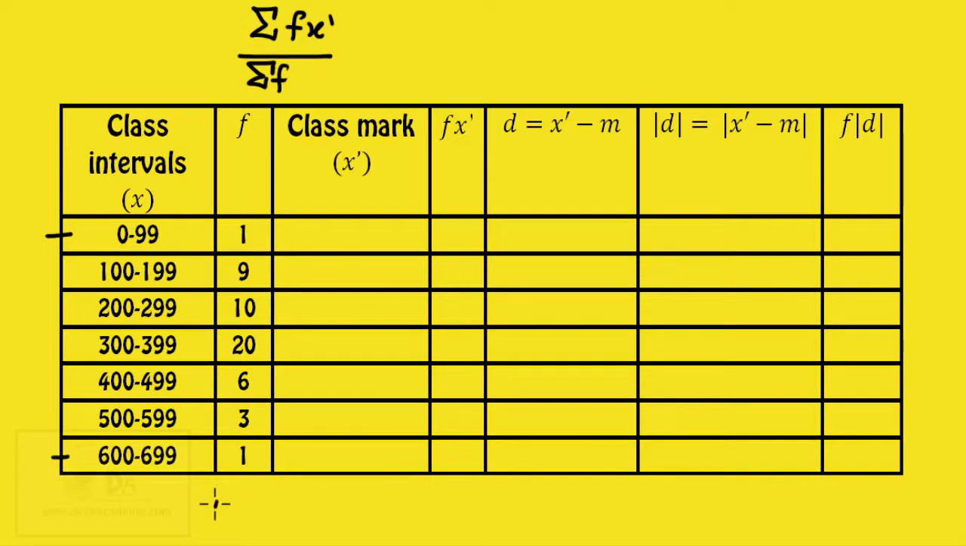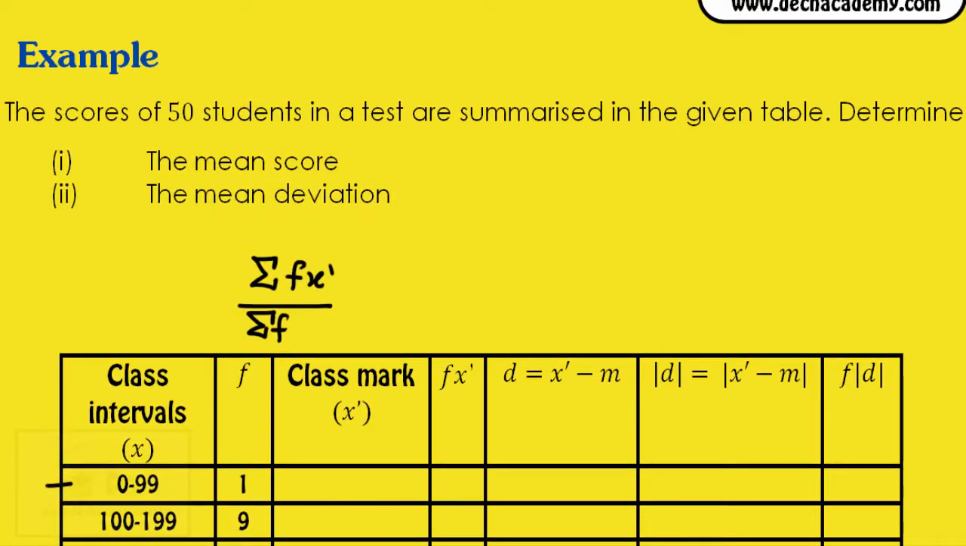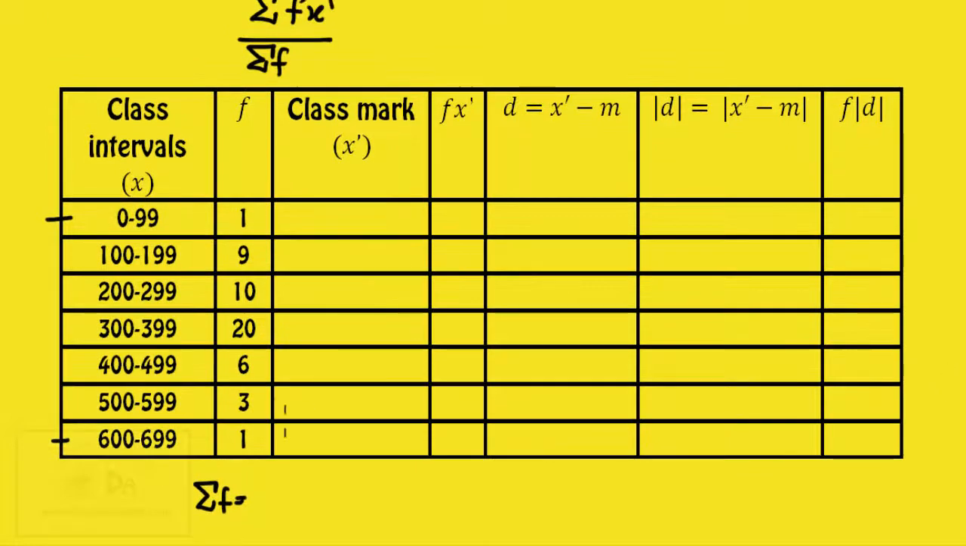The sum of the frequencies can easily be obtained by summing up all these frequencies, 1 plus 9 plus 10 plus 20 and so on, to give 50, or just by noting the fact that we're given the scores of 50 students, so you know that the sum of the frequencies is 50. But it's always a good idea to sum it up from the tables, just to make sure the table you're going to be using has no mistakes. So the sum of the frequencies is 50.